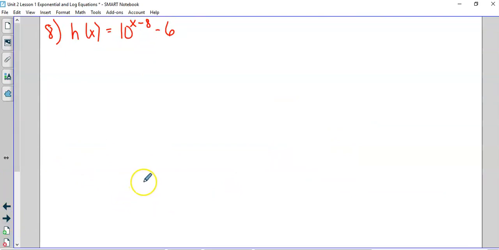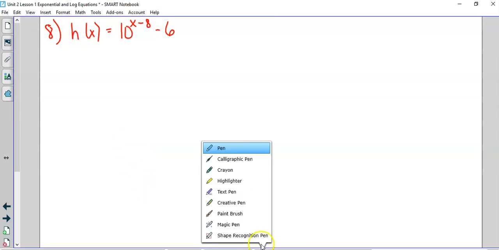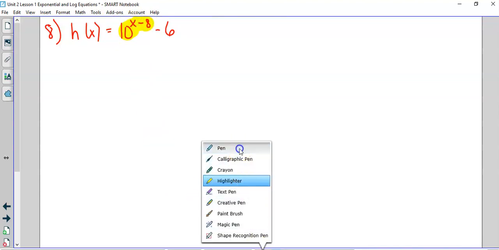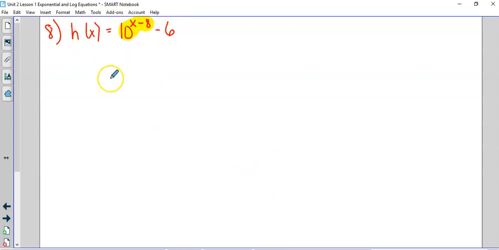The next section is exponential functions, because as you can see here, the x is actually in the exponent. So if the exponent is what we don't know, we're going to have to use logs to solve this. So we're going to have to rewrite this as a logarithm, but not until, let me get my highlighter here, we isolate the base and the exponent. So to do that, I'm going to change this to y, and then I'm going to switch this to x equals 10 to the y minus 8, and then that minus 6.